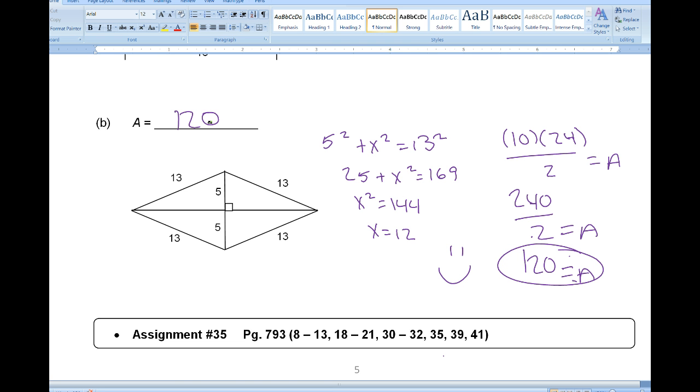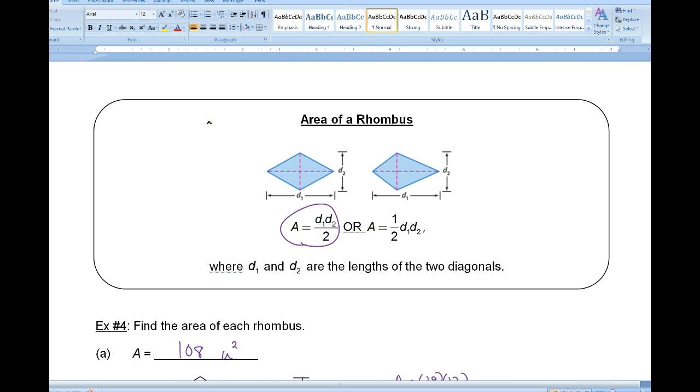So just right here, it says rhombus. It should also say or kite.